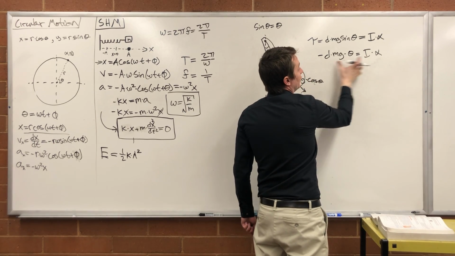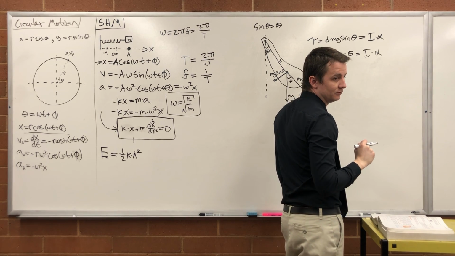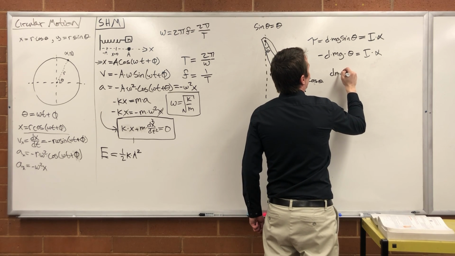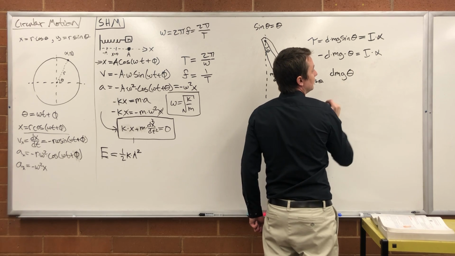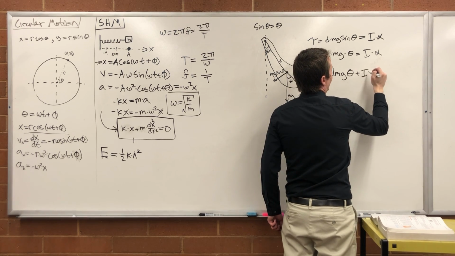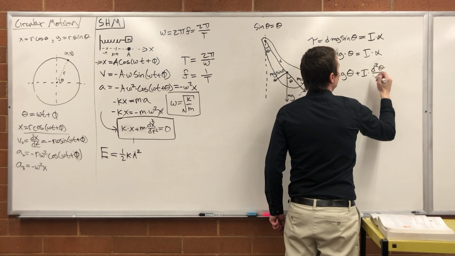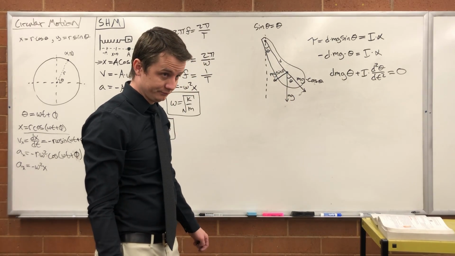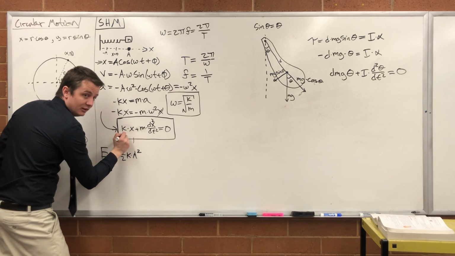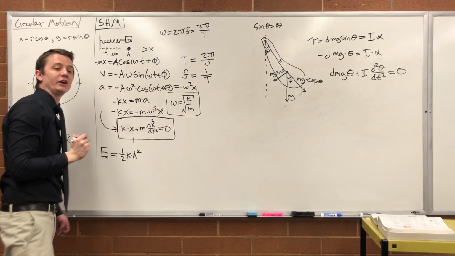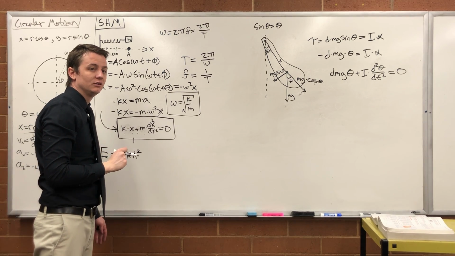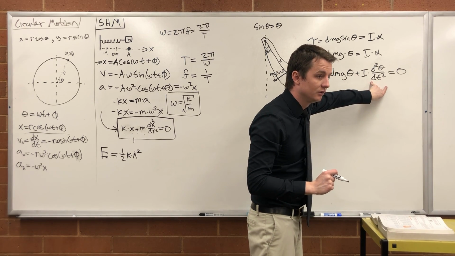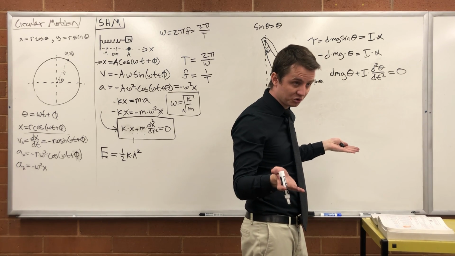Anyways, now I'm going to move this to the other side and set the whole thing equal to 0. With me? So if I do that, then what do I get? I get dmg times theta plus I times alpha is equal to 0. We have a constant times a position function plus a constant times the second derivative of that position function with respect to time. So that's position, that's the second derivative of position with respect to time. So it's simple harmonic motion.